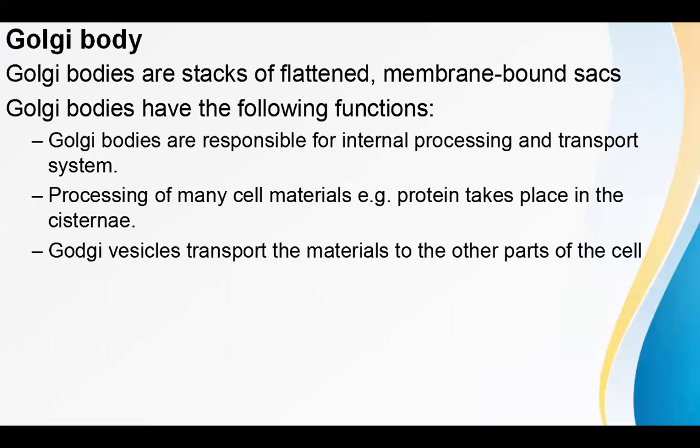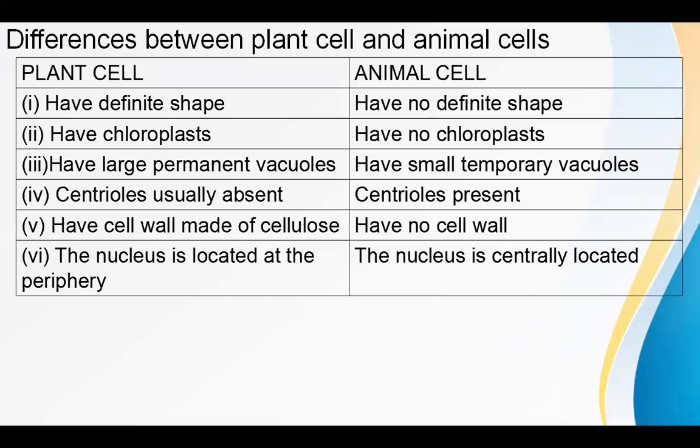The other part is the Golgi body. Golgi bodies are stacks of flattened membrane-bound sacs. The following functions: they are responsible for the internal processing and transportation system. This means transferring various materials from one place to another. The other one is the processing of many cell materials, for example, proteins take place in the cisternae, and vesicles also transport the materials to other parts of the cell.